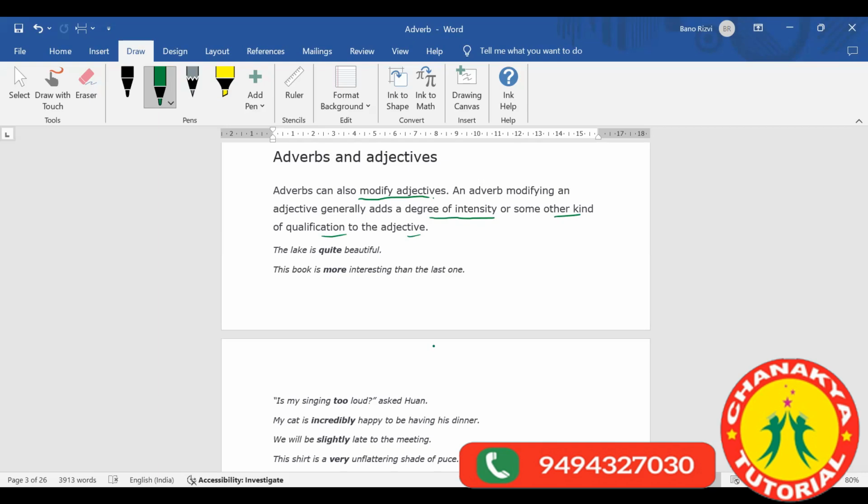Like, the lake is quite beautiful. The lake is beautiful, though adding a degree of intensity, meaning how beautiful it is. It is not very beautiful. It is quite beautiful. Now, this book is more interesting than the last one.